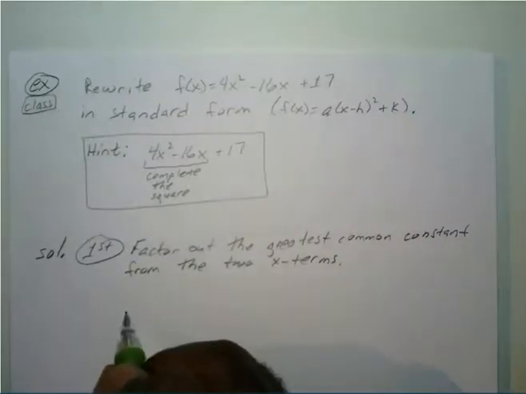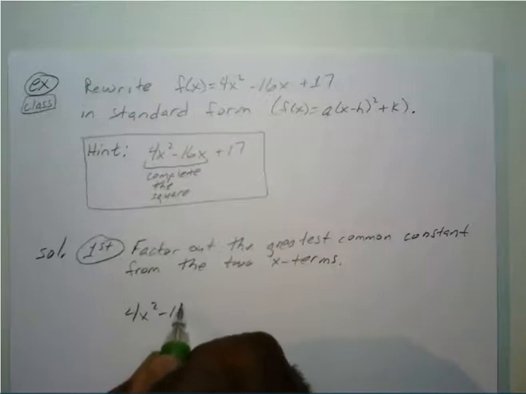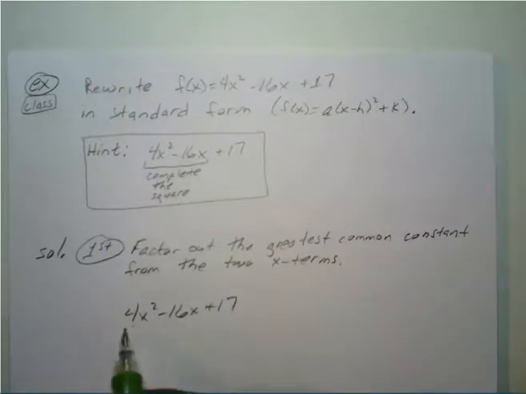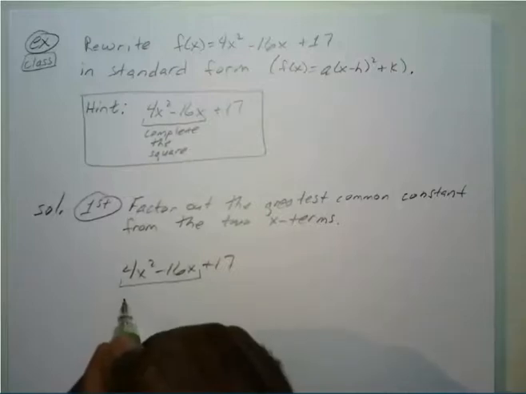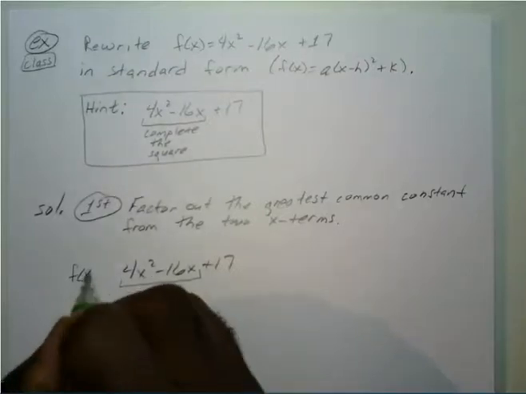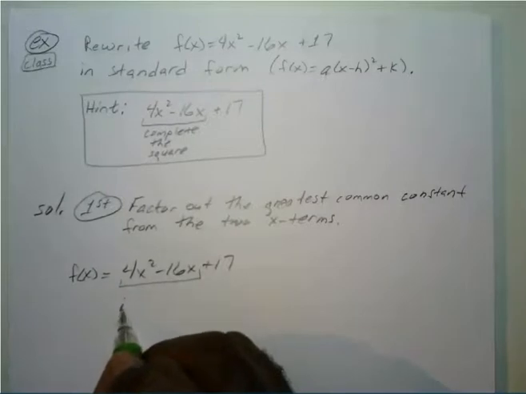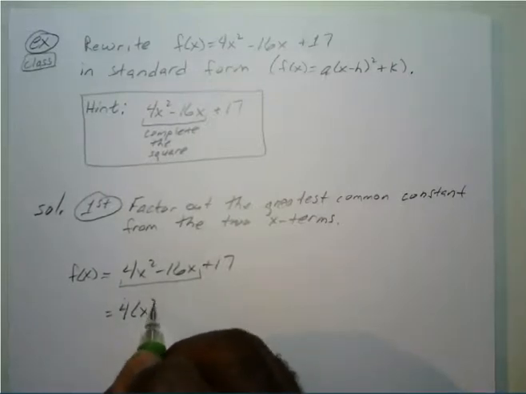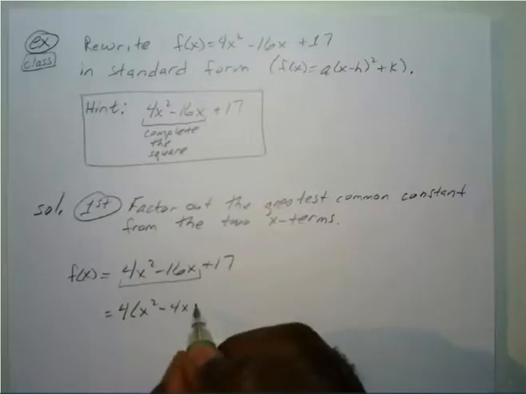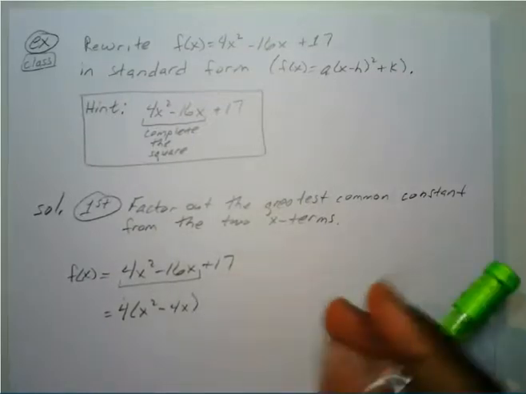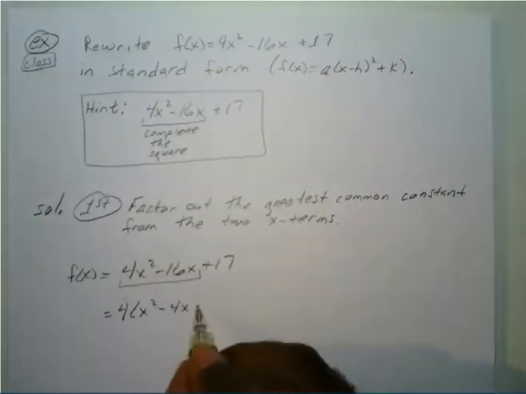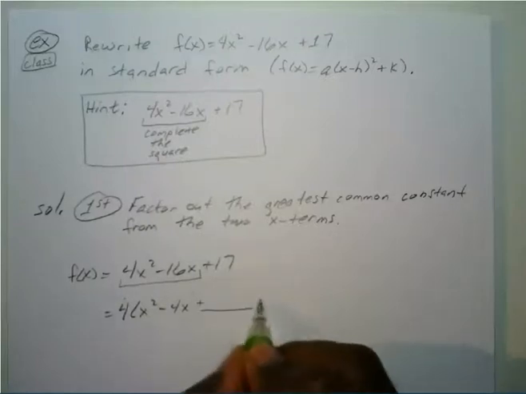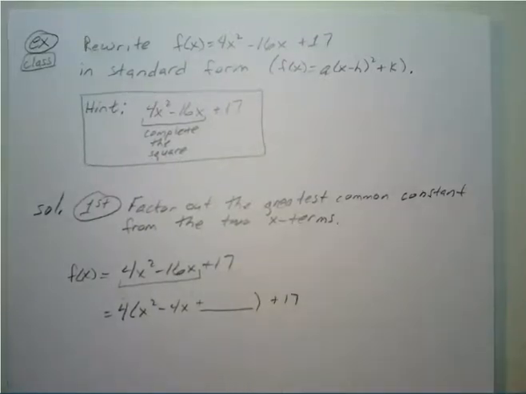Okay, so in other words, if you have 4x squared minus 16x plus 17, you're going to factor out the greatest constant from those two x terms, which in this case is 4. So you can factor 4 out of both of those. So you have f of x equals, if you factor out a 4, that leaves you with 4 times x squared minus 4x. And what we're going to do is leave a little bit of space after that and then put the plus 17.